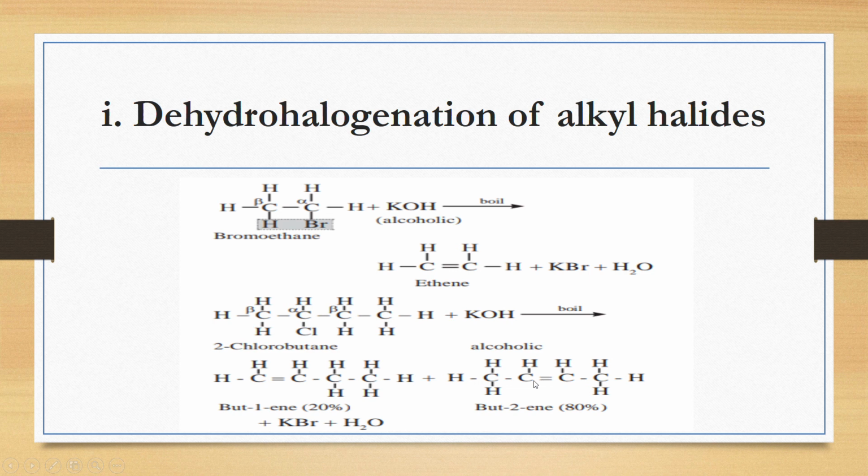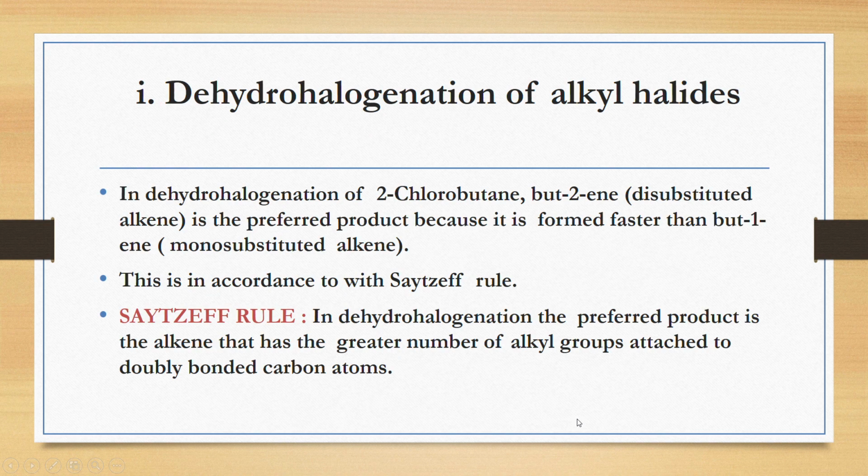So the carbon atom having lesser number of hydrogen gives out beta hydrogen, and that is why but-2-ene is the major product. 80% of it will get formed during the reaction. So in dehydrohalogenation of 2-chlorobutane, but-2-ene, that is disubstituted alkene, is the preferred product because it is formed faster as compared to but-1-ene, which is monosubstituted alkene. So this happens in accordance to the Saytzeff rule.